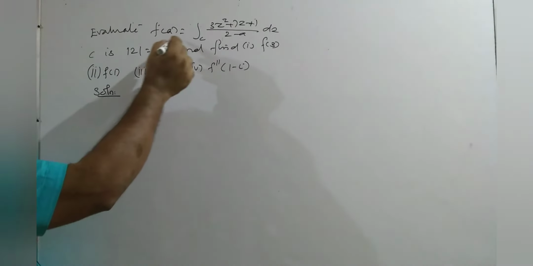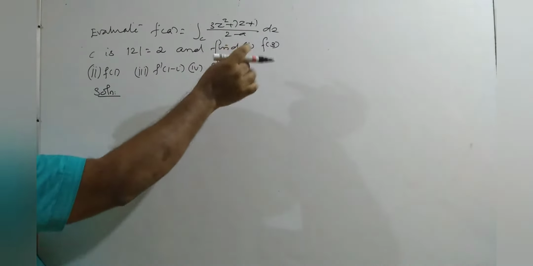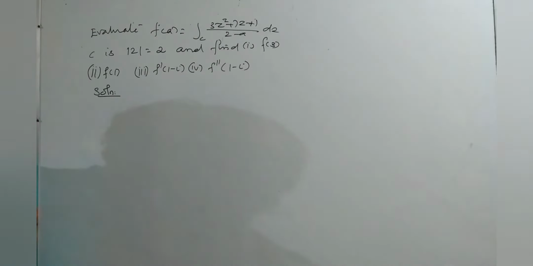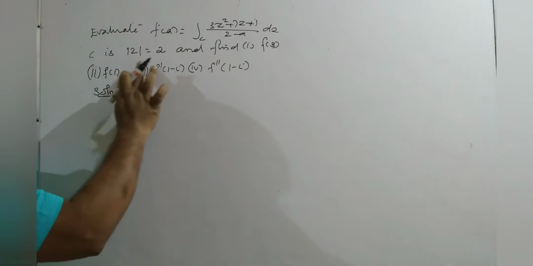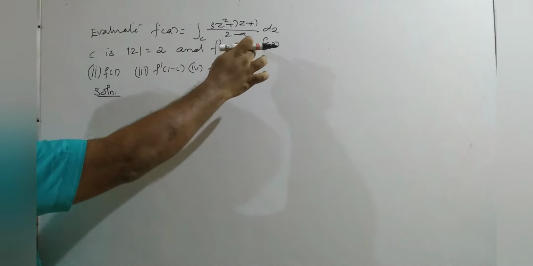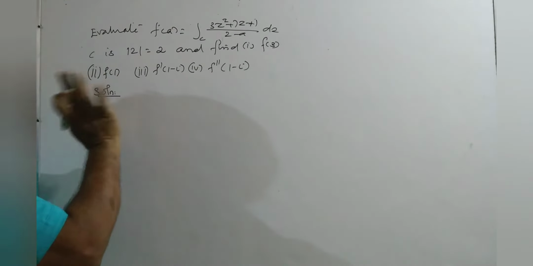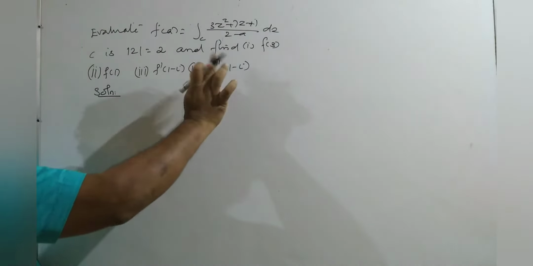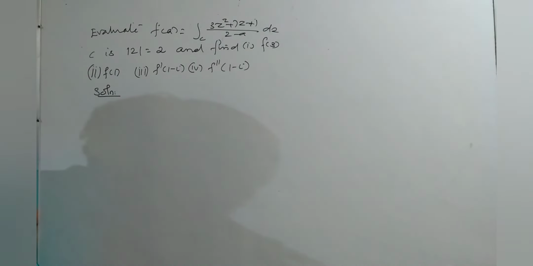Now evaluate F of a is equal to integral over C of 3z square plus 7z plus 1 divided by z minus a dz, where C is mod z is equal to 2, and find F of 3, second one F of 1, third one F dash of 1 minus i, fourth one F double dash of 1 minus i.